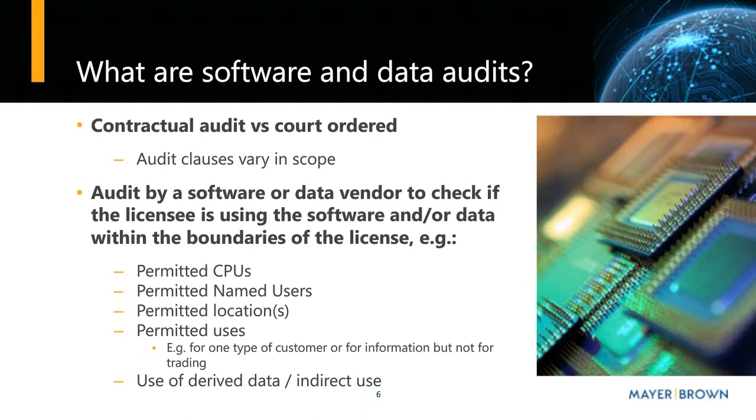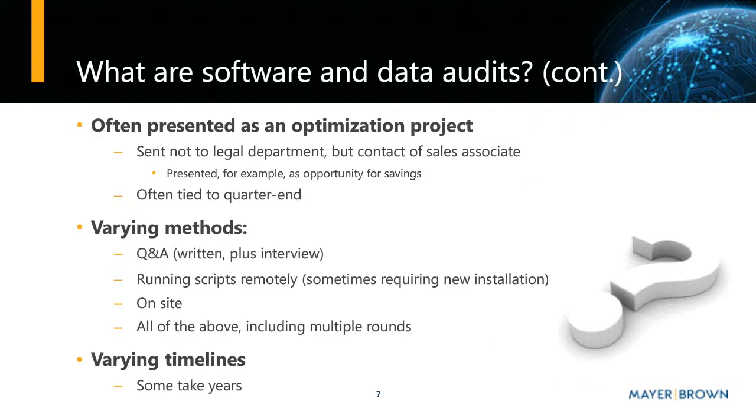actually not yet, one more. So how do these start? Often they're presented as an optimization project, and by that it's presented by a vendor as a way for a licensee to save money. And it is sent often not to the legal department, but to a sales associate, someone who has a relationship with that vendor, maybe an operational relationship or a sales relationship.